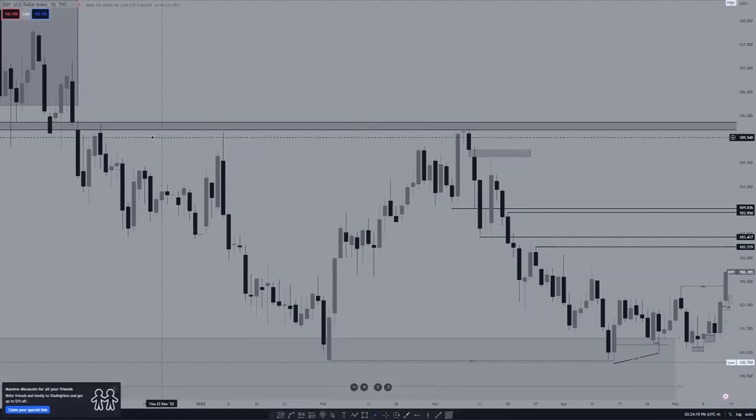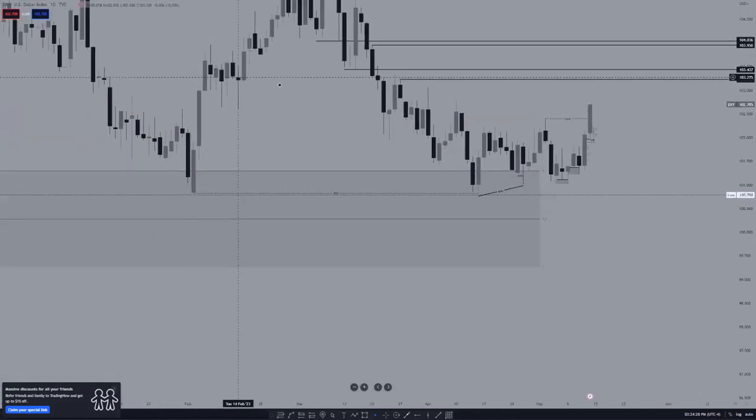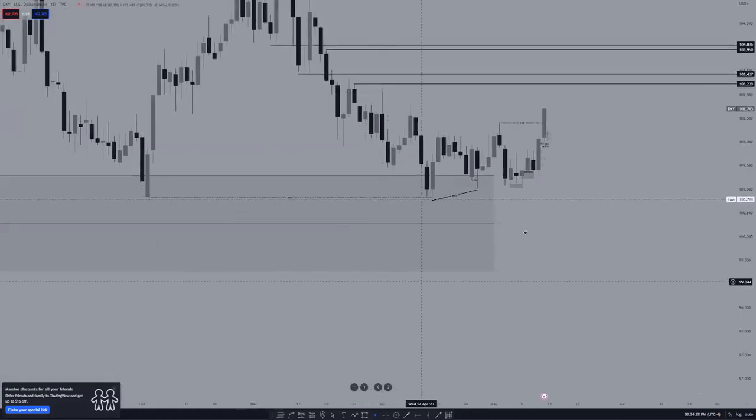Okay, here is from the daily. I marked out my volume imbalance, which this price traded from. As you can see there also. So now if you check, this is a fair value gap, and from the monthly, see, price took out this low, this swing low.